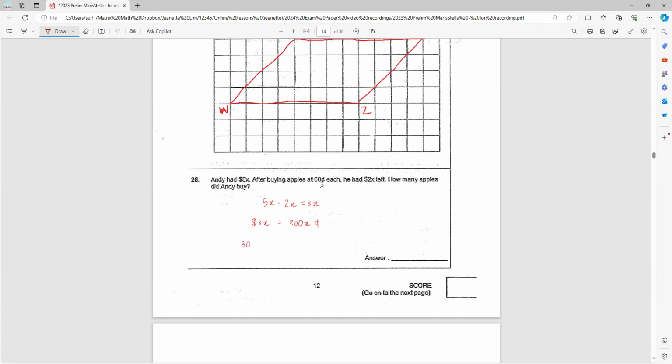So how many apples? We take 300x divide by 60, which is 5x. Okay, so total amount of money that he spent on the apples, divide by the cost of each apple. That will give us the number of apples.